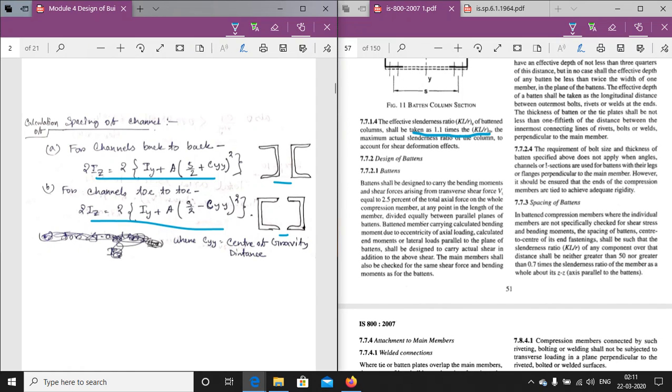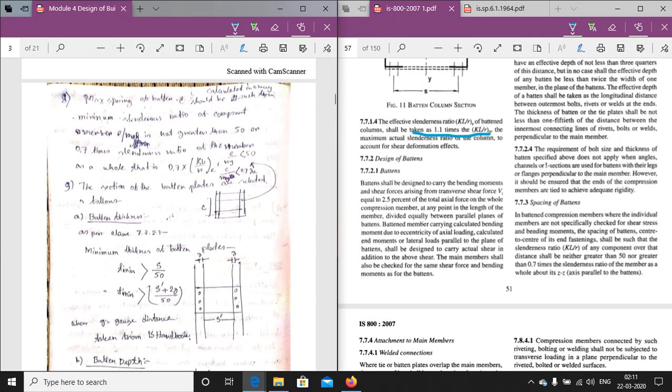If we go through that math, then we will discuss. Generally these two formulas will be used. Now after this, under step number 7, we are determining the spacing of the two channel members or angle members.